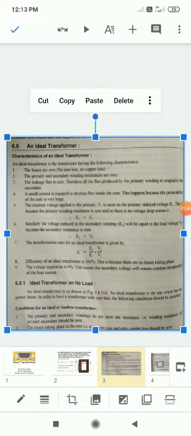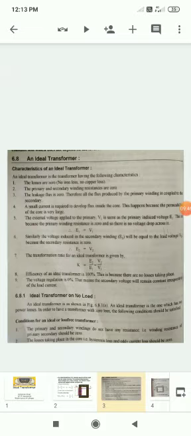Secondly, loss taking place in the core, hysteresis loss and eddy current loss, should be zero. We have already discussed this in our previous lecture. There must be some hysteresis losses and eddy current losses because of flux leakage, but in the ideal transformer this case should be eliminated, meaning there is no loss in the transformer.